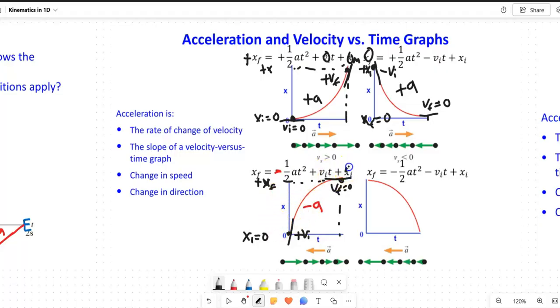This initial position is 0, and the final position is positive. Okay, here we go. We start off with a positive initial position. So this is a positive initial position, and the slope at that initial position looks like it's 0. So this is 0.